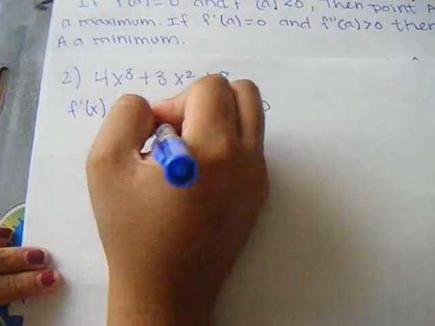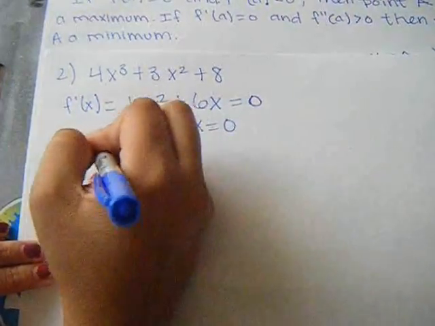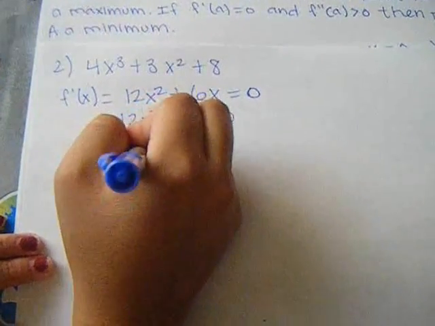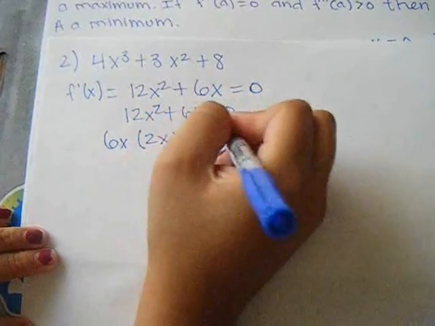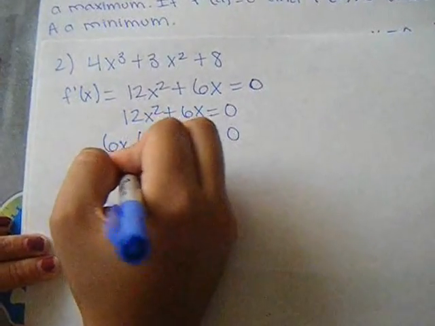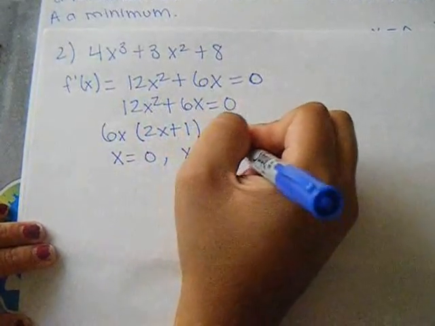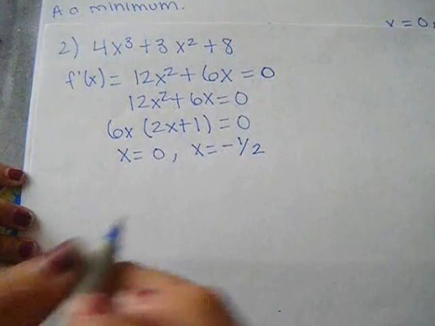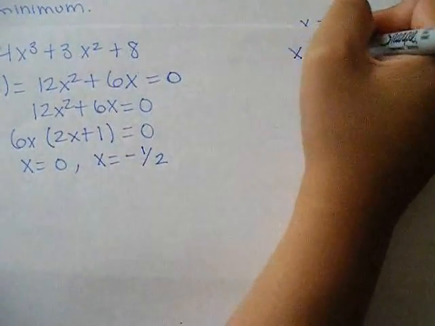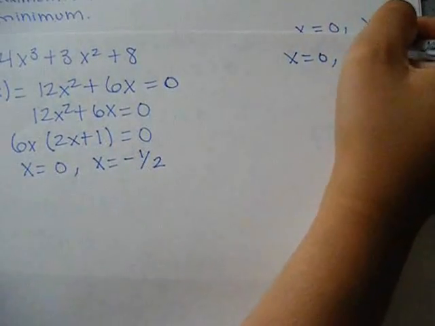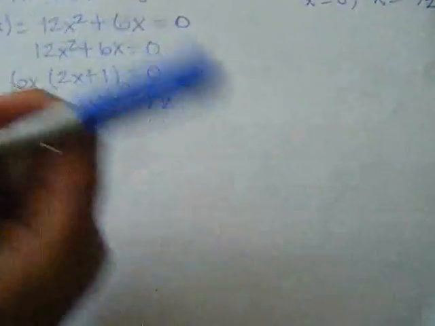And then we're going to want to set it equal to 0. And we can factor out a 6x. And then we're going to be left with x equals 0 and x equals negative 1/2. So we're going to go ahead and set our critical points aside. So now that we set those aside, we're going to go ahead and find our second derivative.